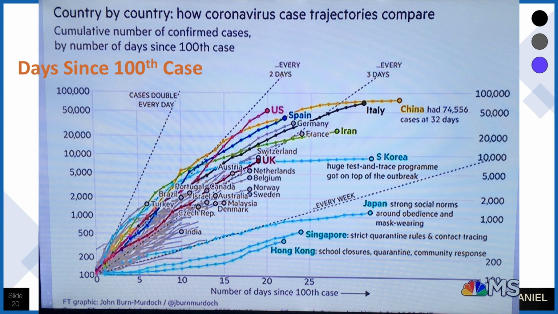The starting point, your 0 point, it's not really 0, it's 100: days since the 100th case. Now, you've probably seen these graphs before. What this is telling you is the speed, the rapidity with which the cases are spreading. So now we are making fair comparisons. No matter when it came to your shores, the rate of increase can be compared.